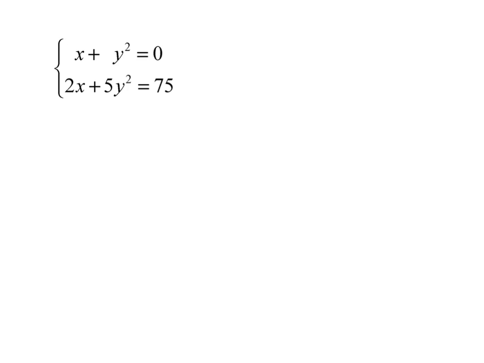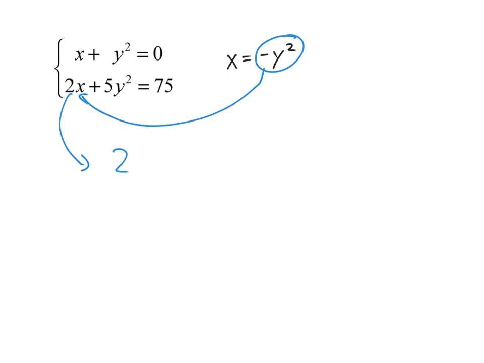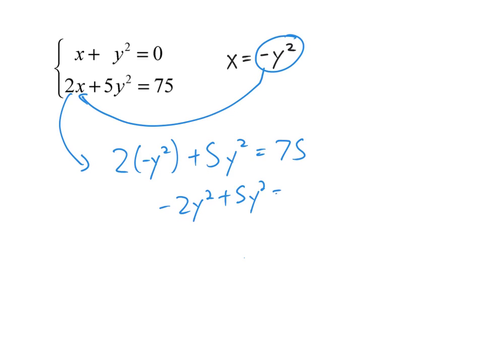So what I'm going to do is solve for x since it doesn't have a squared. So I'm going to subtract y squared from both sides, which ends up giving me x equals negative y squared. Now I'm going to take this and plug it into the equation that I haven't used yet. So I end up getting 2 times negative y squared plus 5y squared equals 75. So I end up getting negative 2y squared plus 5y squared equals 75.